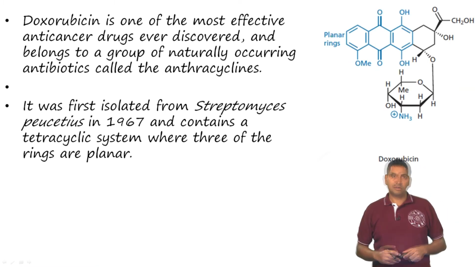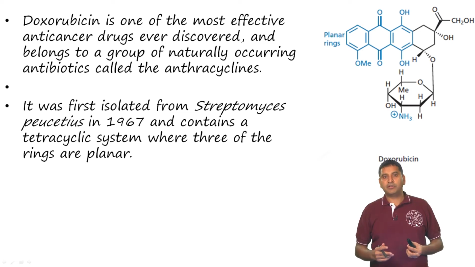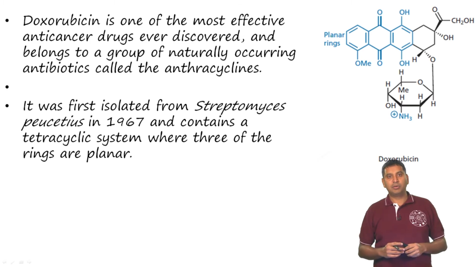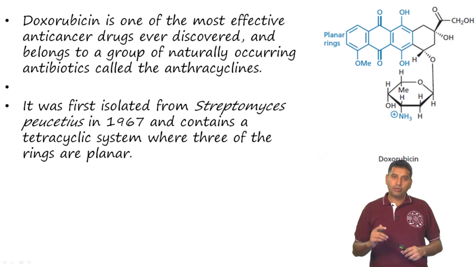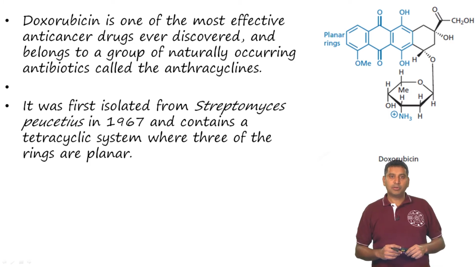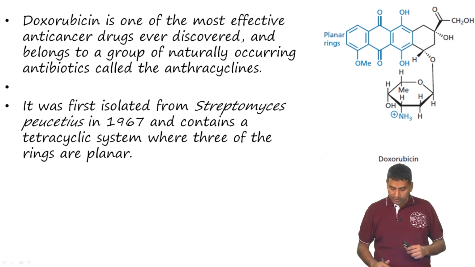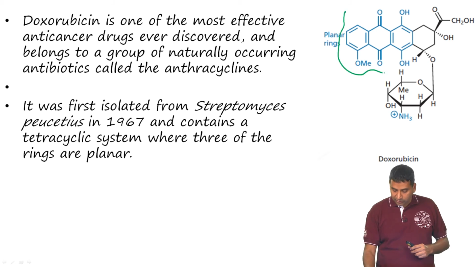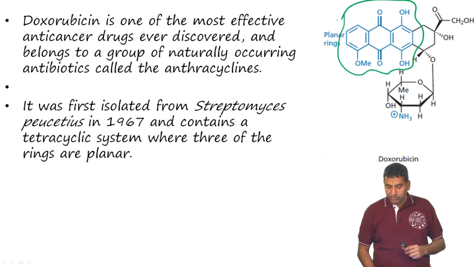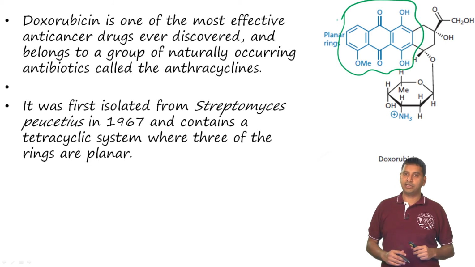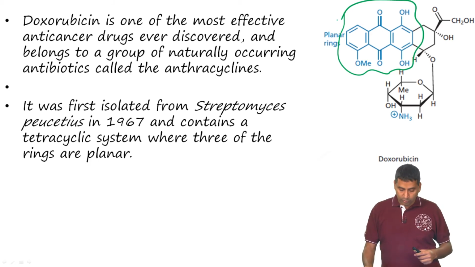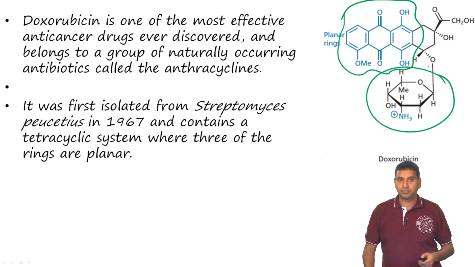The next example we will look at is doxorubicin. It is among the most effective anti-cancer drugs ever discovered, and it belongs to a group of naturally occurring antibiotics known as anthracyclines. It was first isolated from Streptomyces peucetius in 1967 and contains a tetracyclic system where 3 of the rings are planar. So, again the common feature that we see here is that it has 3 rings and they are all planar. Doxorubicin also has an amino sugar.